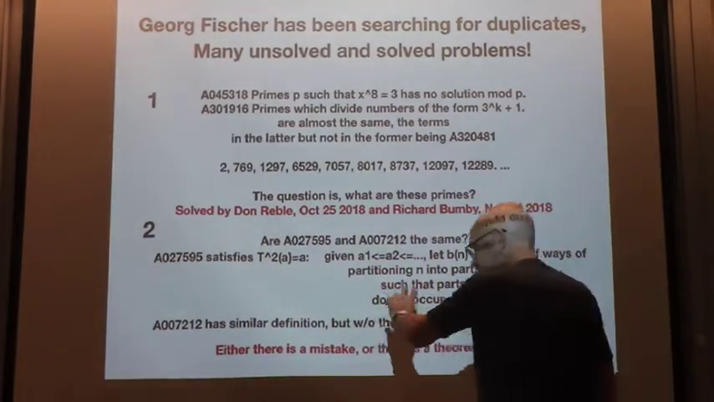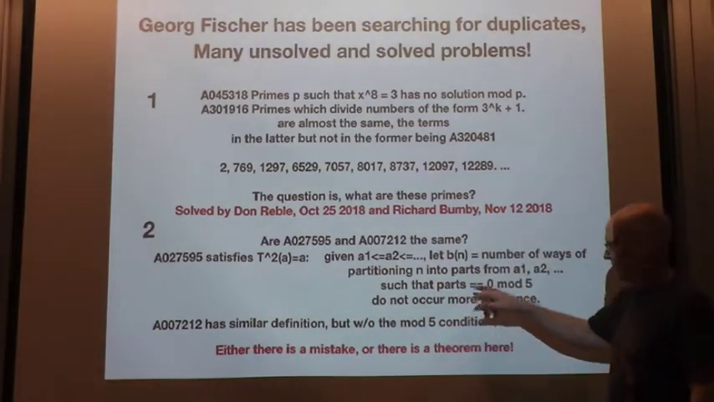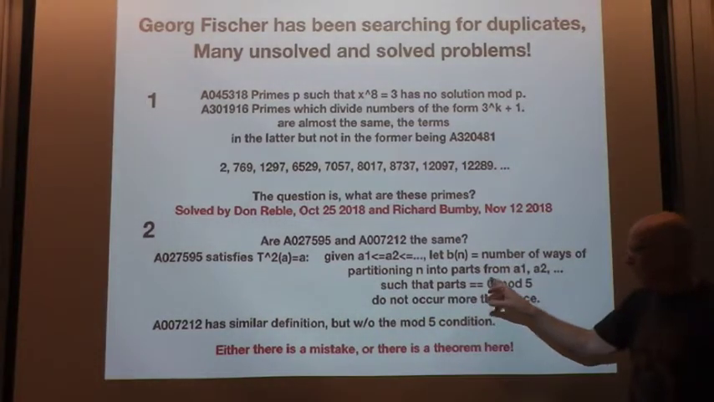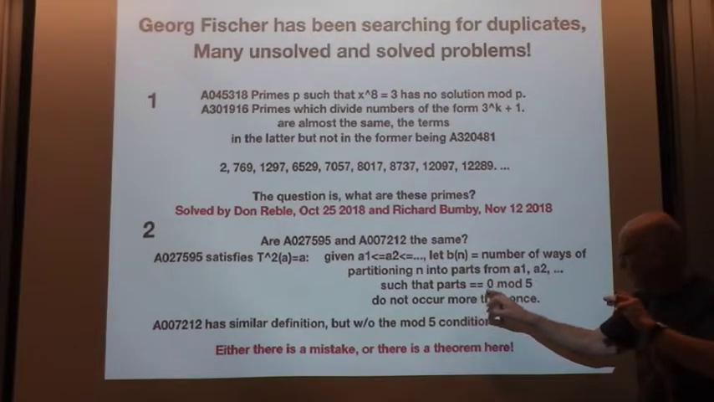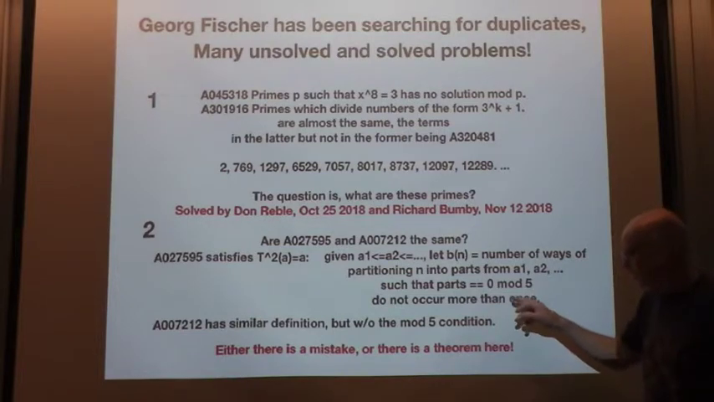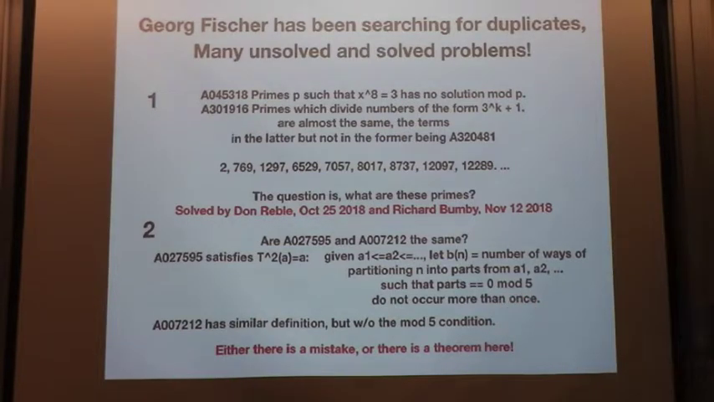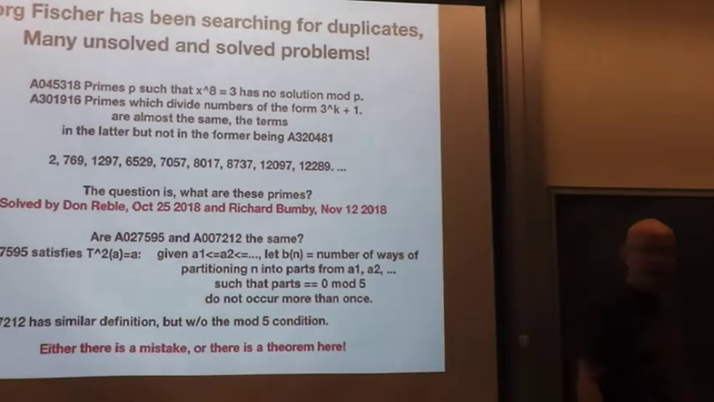And a similar definition for the other one, but the conditions are different. This one has something about partitions, where the parts which are 0 mod 5 do not appear more than once. And the other one doesn't have that condition. So I would like to know what's going on. Are these two really the same, and there's an interesting theorem, or are they not the same?